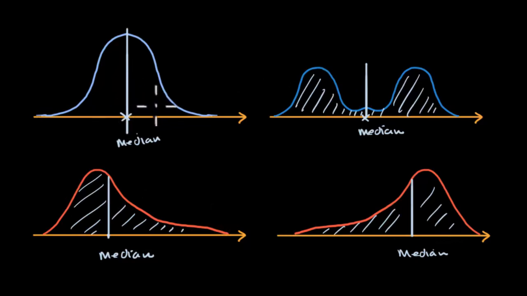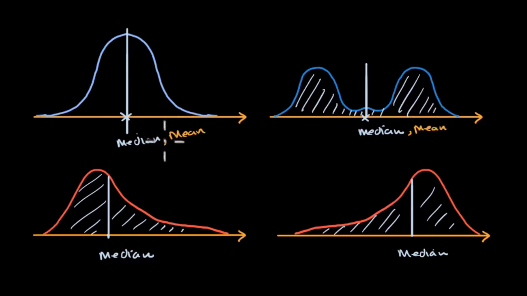But what about the mean? Well, the mean is you take each of the possible values and you weight it by their frequencies, and you add all of that up. And so for symmetric distributions, your mean and your median are actually going to be the same. So this is going to be your mean as well. This is going to be your mean as well.